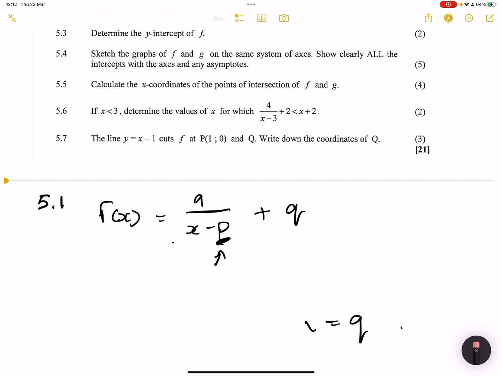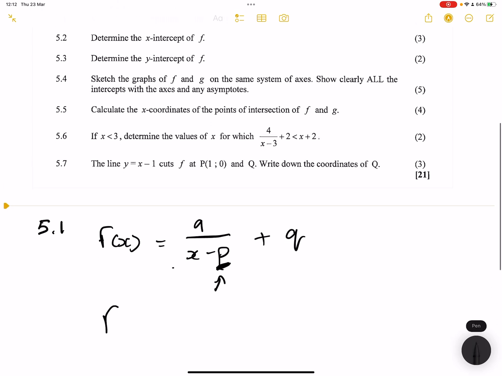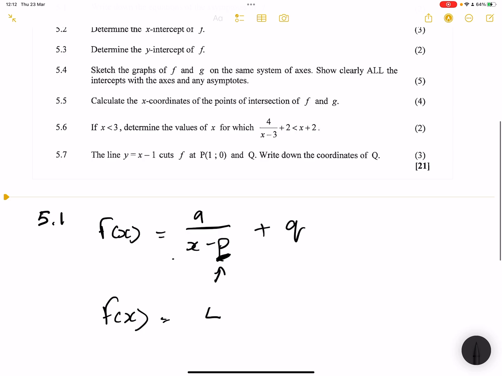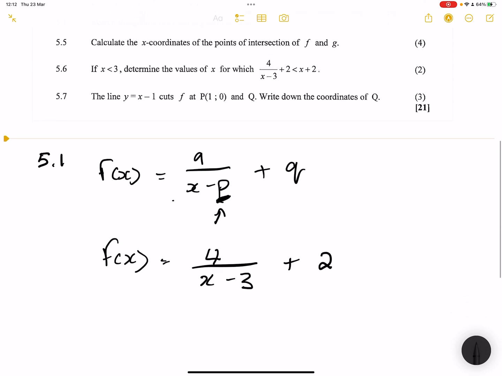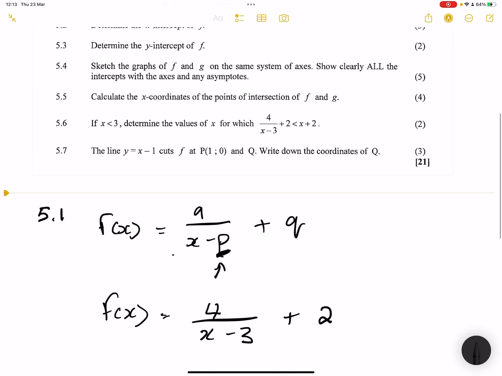Now, in this particular graph that we are given, we've got f of x, which is 4 over x minus 3 plus 2. So the values of our asymptotes in this case: your first asymptote will be at x is equal to positive 3. Remember I said it changes sign. As well, another asymptote would be at y is equal to 2. Right, so those are the two asymptotes.